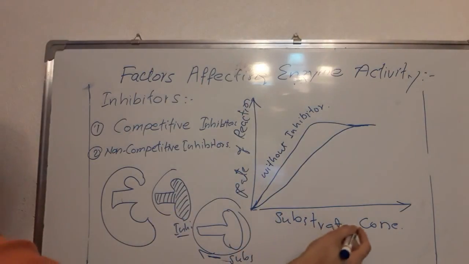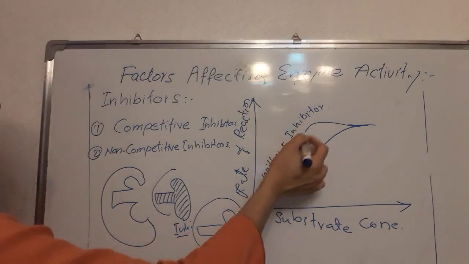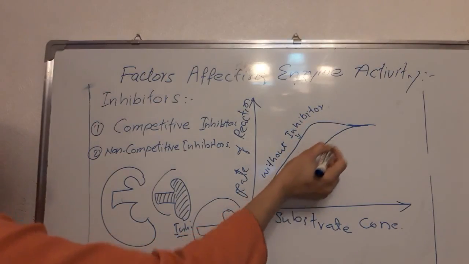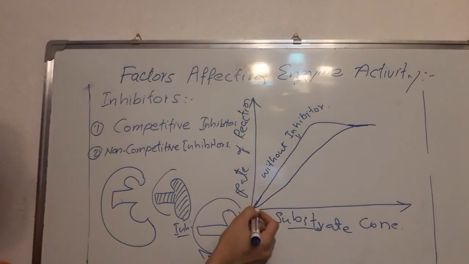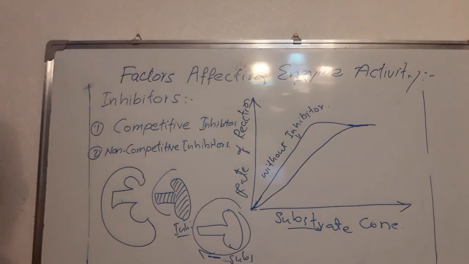The graph shows a link between substrate concentration and rate of reaction. This line is the rate of reaction without an inhibitor, and this line is showing the rate of reaction with inhibitor. But if we add more substrate here, the rate of reaction goes further up with the increase in substrate concentration, because now, because of its higher concentration, the chances of substrate molecules getting into the active sites are higher.